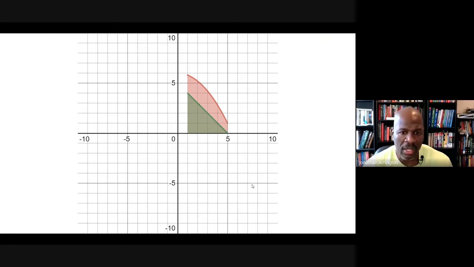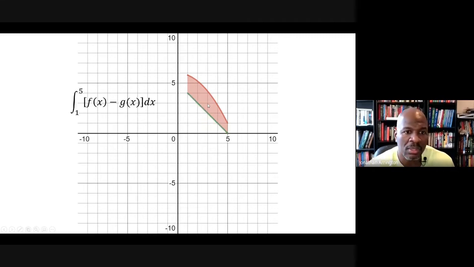So here are both areas. This is what we want right here. All the way down here is f and right here is g. So if we simply subtract g from f, we get what we want. In order to find this area, we're going to integrate from 1 to 5 of f minus g. That's how you find the area between the curves.